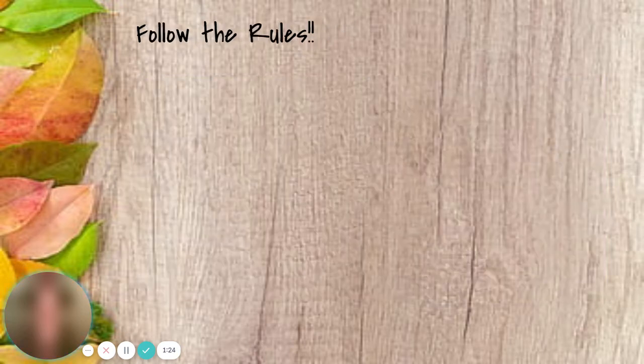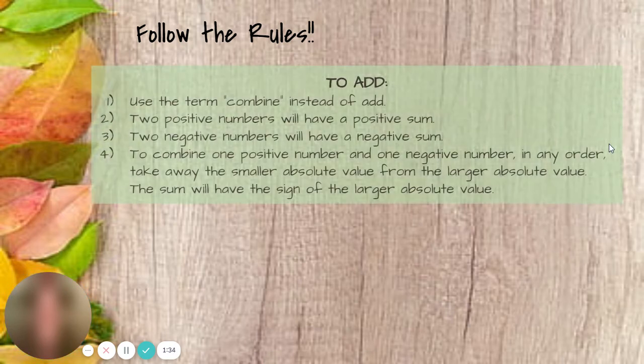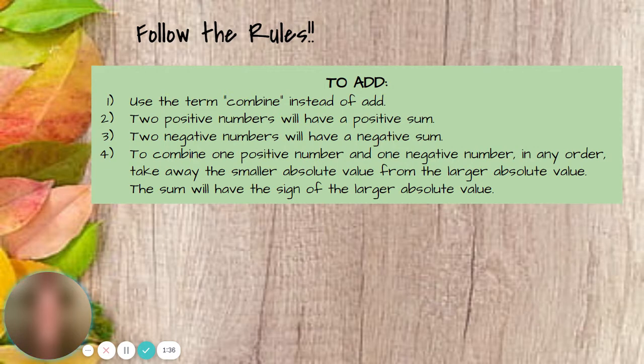Okay, so there's a way that you can model adding and subtracting integers, but then there's also rules. So I'm going to go ahead and list the rules here right now. In order to add integers, don't use the word add, use the word combine. Because if you're adding negatives, it kind of cancels itself out, because you're thinking, how am I going to add something that has a subtraction sign on it? So whenever I say you want to add, just think of the word combine. We're just putting them together.